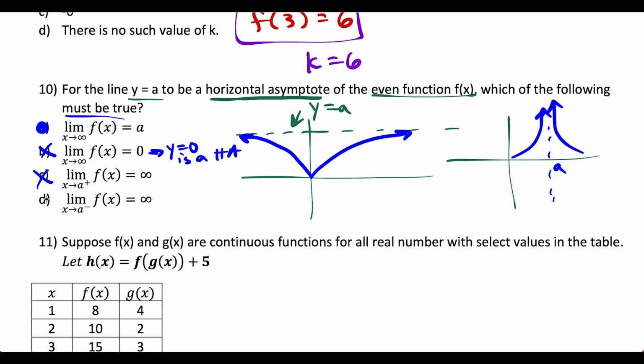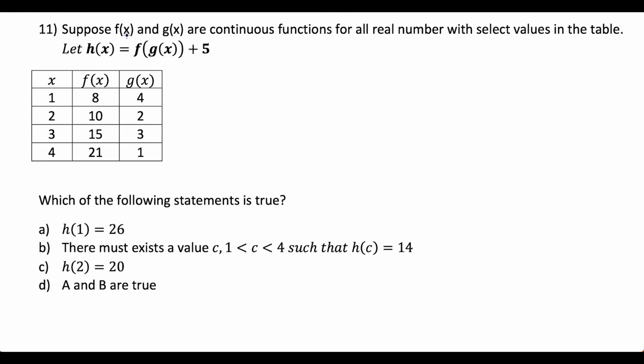So this would be confusing vertical and horizontal asymptotes. Choice A is our answer. So question 11, we have f of x and g of x are continuous functions, and we have select values in the table. We're told h of x is this composition function here. Which of the following statements is true?